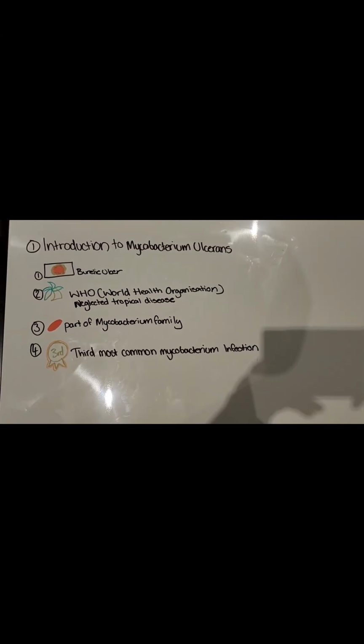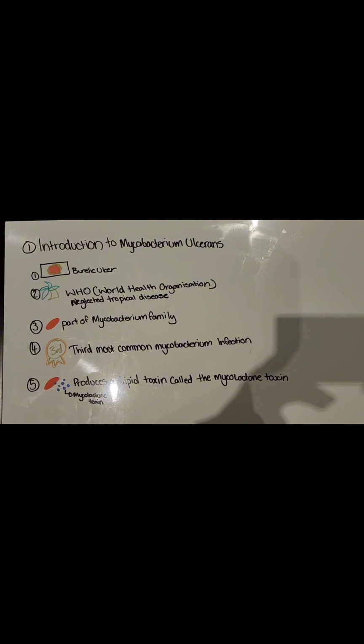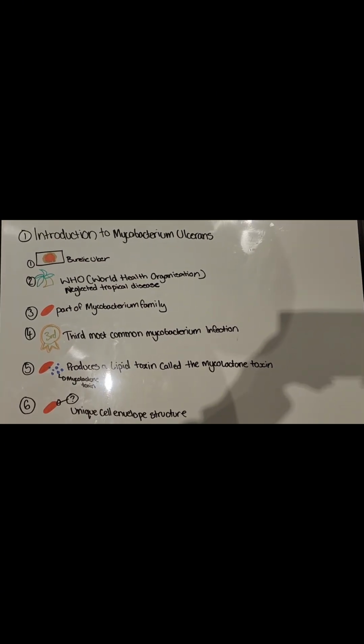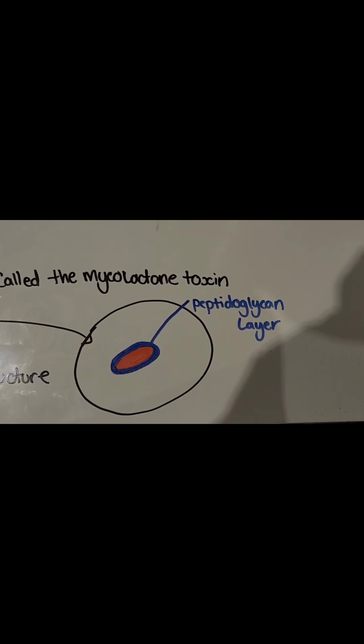Mycobacterium ulcerans produces a lipid toxin called the mycolactone toxin. This toxin is an important virulence factor. Mycobacterium ulcerans has a unique cell envelope structure. Firstly, it is made of a peptidoglycan layer, then an arabinogalactan layer.